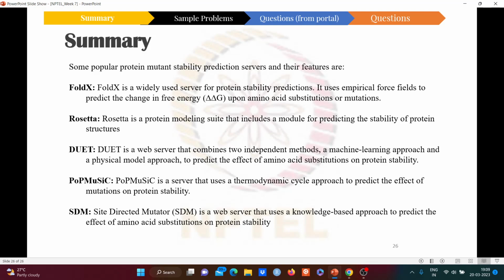The first is FoldX, which is a widely used server for protein stability predictions. It uses empirical force fields to predict the change in free energy upon amino acid substitutions. FoldX can also be used to calculate other structural properties such as binding affinity, protein-protein interactions, protein stability values. In FoldX, the protein stability is given as a split of different energy terms, like contribution of hydrophobic interactions, contribution of hydrogen bonding, contribution of ionic interactions, contribution of van der Waals interactions, and contribution of entropy as well.